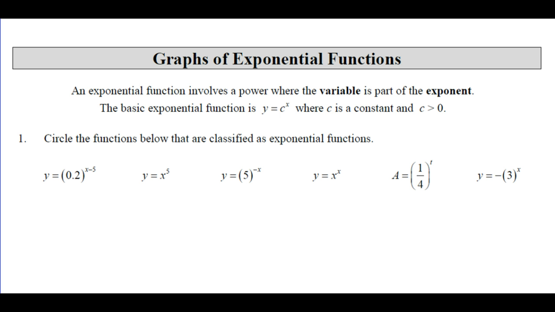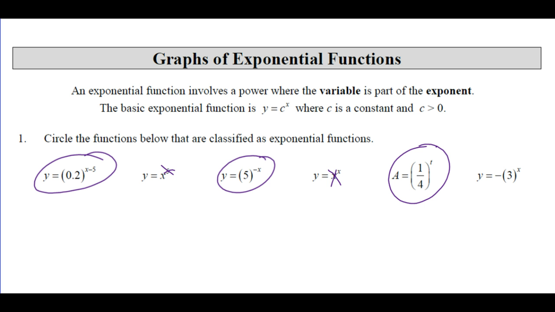So circle the functions that are classified as exponential functions. So this has a power, which is x. This doesn't. It's got a power of 5. This has a power, which is x. This has to be a constant, not a variable, and also that's a variable there too. This is a constant raised to a power, so that's exponential, and this is a constant raised to a power. Okay, so we're going to see the variable in the exponent. That's what makes it an exponential function, is that the variable is the exponent.